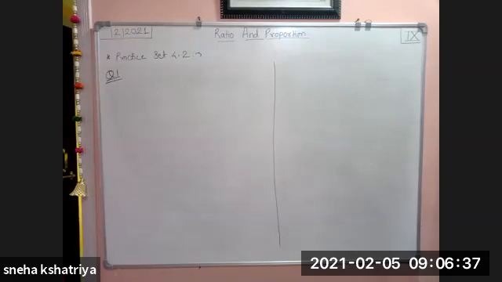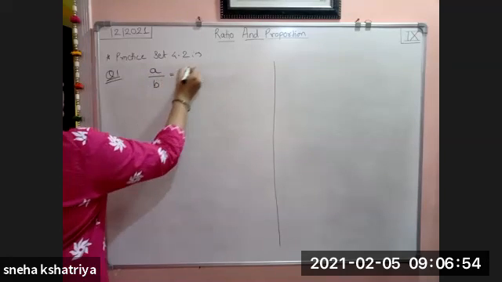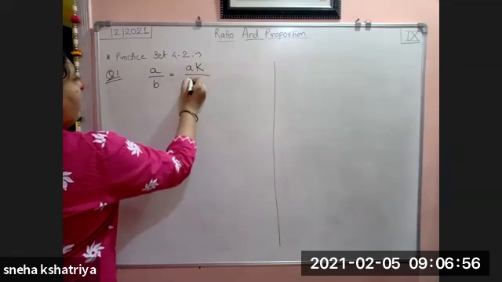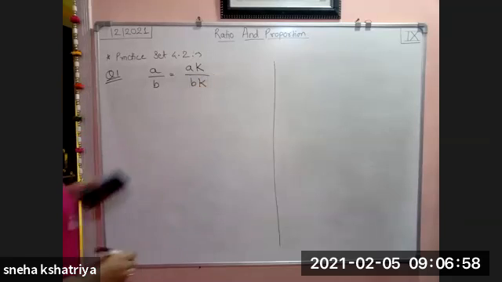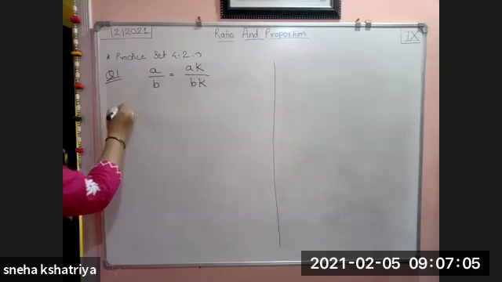In this practice set, we have to learn about comparison of ratios and how ratios are compared. The first question says: using the property A upon B is equal to AK upon BK, fill in the blanks substituting proper numbers in the following.